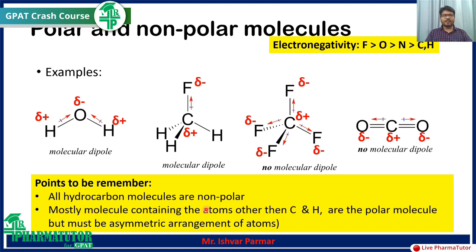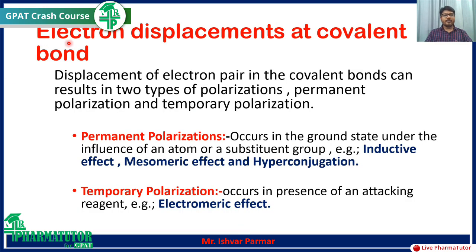Mostly, molecules containing atoms other than carbon and hydrogen are polar molecules, but there must be an asymmetric arrangement of the atoms. Now, electron displacement in the covalent bond. We have studied the different bonding systems, meaning covalent bonds. We have studied the sigma bond and pi bond, but due to differences in the electronegativity of the atoms, a displacement of electrons occurs.